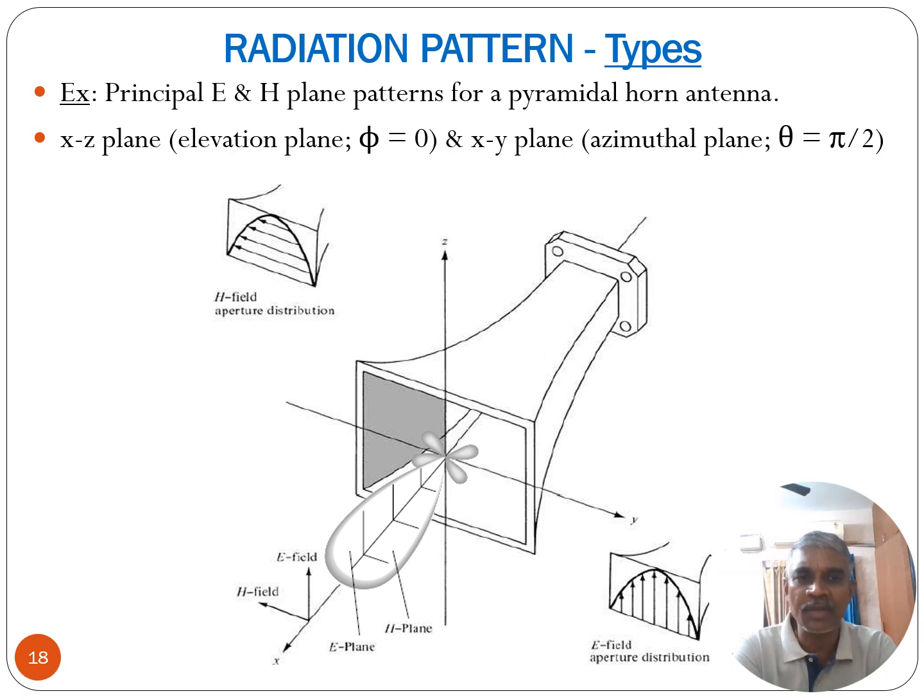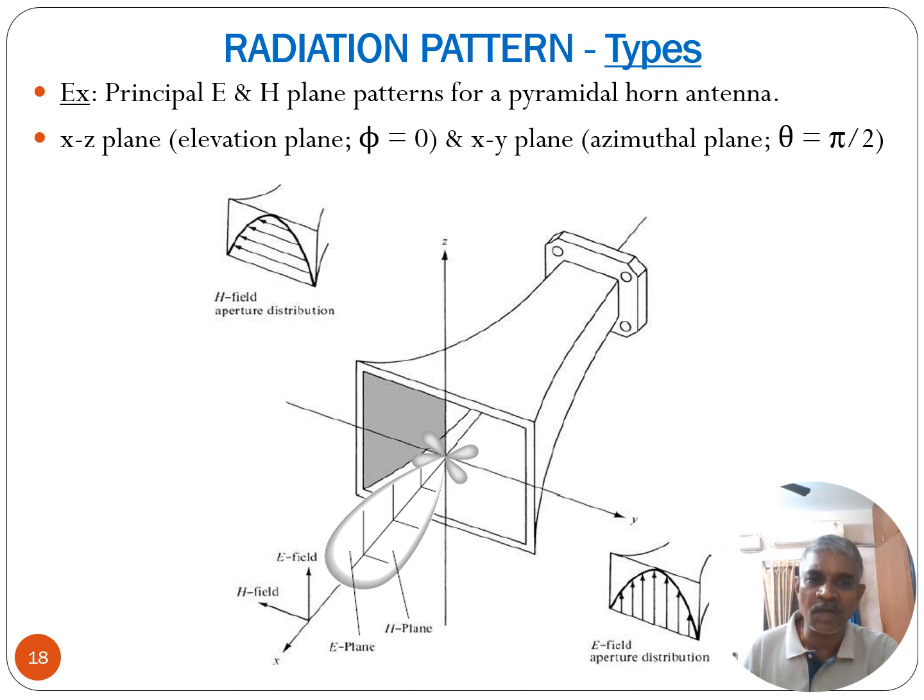The radiation pattern, how it may look with respect to one of the most widely utilized antennas, the horn antenna. We can see how the principal E and H plane patterns for the pyramidal horn antenna may look with respect to the elevation plane. When the azimuth angle is 0 degrees, correspondingly the XZ plane, how the electric field distribution may look, as well as the XY plane.